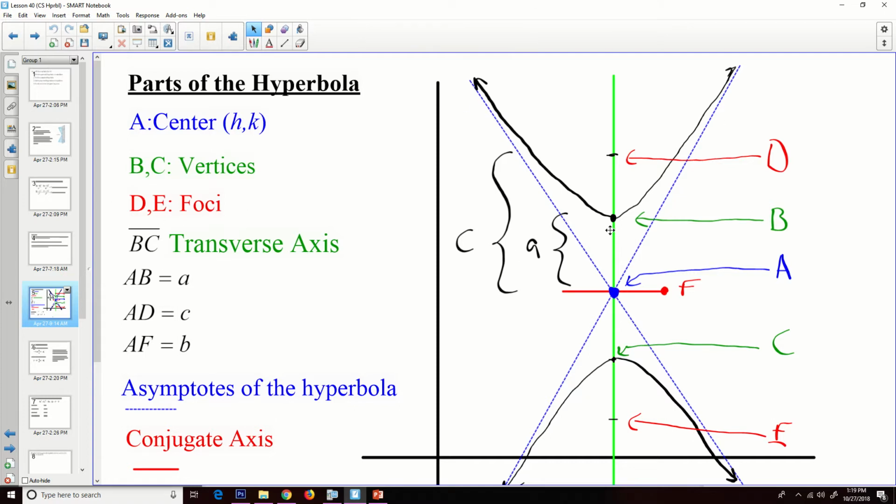The vertices are here at B and C. They are maximums and minimums. In this case, it's a minimum. Excuse me, and in this case, it is a maximum of the hyperbola.